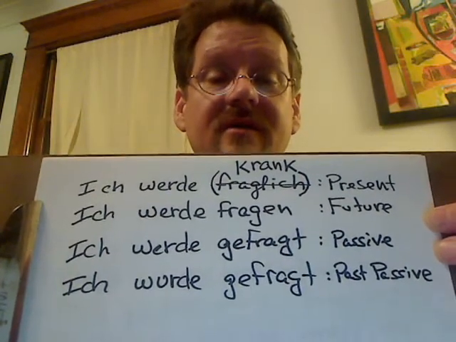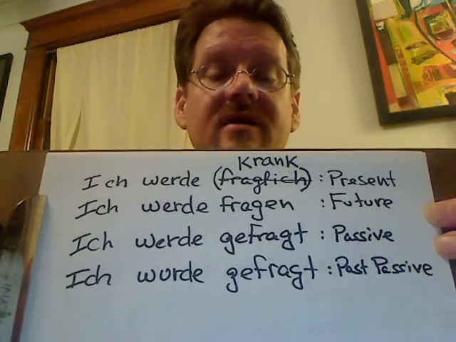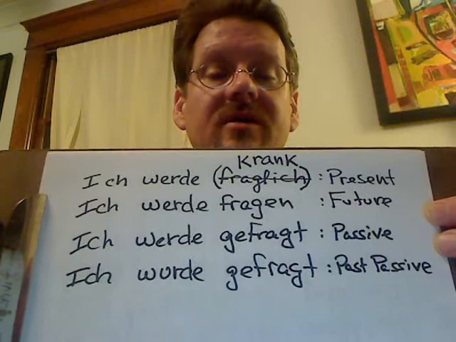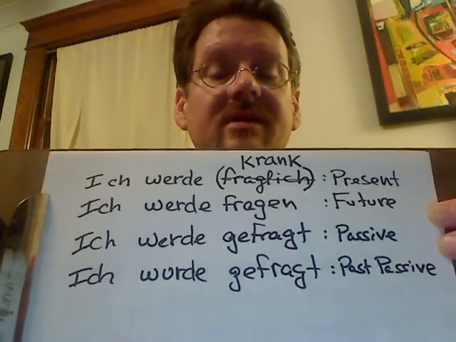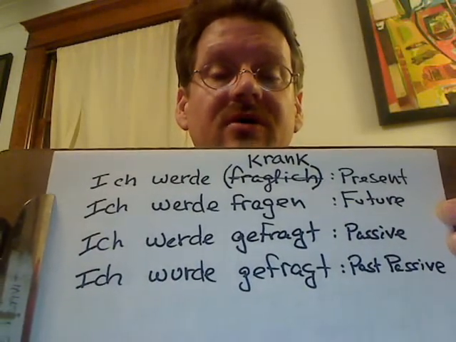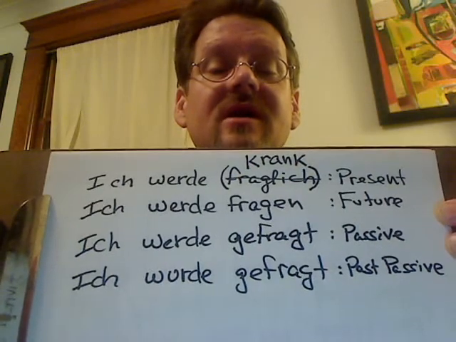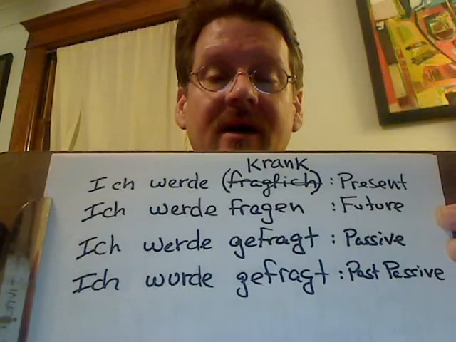And then there's the passive. Ich werde gefragt. That's in the present. And then there's the simple past. You just simply put the auxiliary werde into the simple past to make the past passive. Ich wurde gefragt. I was asked. So you can see that each of these has a werde in it. And that's where it can get confusing. So try and keep that in mind. Keep the four different instances where you can use the verb werden different.